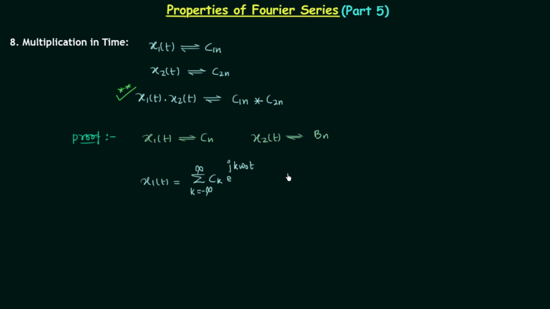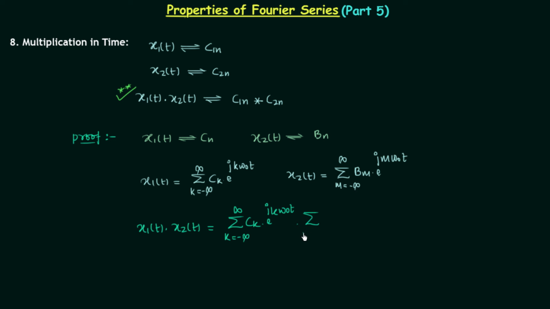In the same way, we can write the complex exponential Fourier series expansion of signal x2(t). In place of n, I will write m. Like we replaced n by k, here we will replace n by m. So summation m equal to minus infinity to infinity, coefficient bm multiplied by e power j m omega naught t. And you can see we are multiplying the two signals. So we will multiply signal x1(t) and signal x2(t). On the right hand side we will have summation k equal to minus infinity to infinity, ck e power j k omega naught t multiplied by summation m equal to minus infinity to infinity, bm e power j m omega naught t.